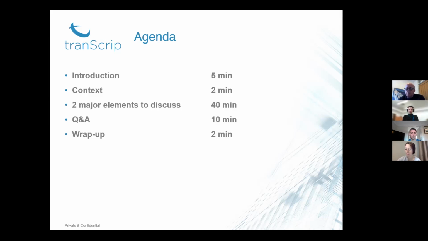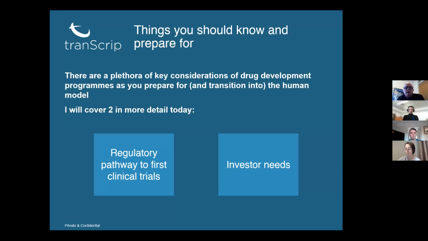In terms of the context, there are literally multiple considerations within the programs in terms of things that you need to prepare for, etc. We're going to cover two in more detail. Now it says regulatory pathway to first clinical trials, but this is a combination of regulatory and actual development pathway because the two are indivisible. And then obviously we're going to look a bit at what investors are looking for in terms of your preparing your prospectus for them to look at.